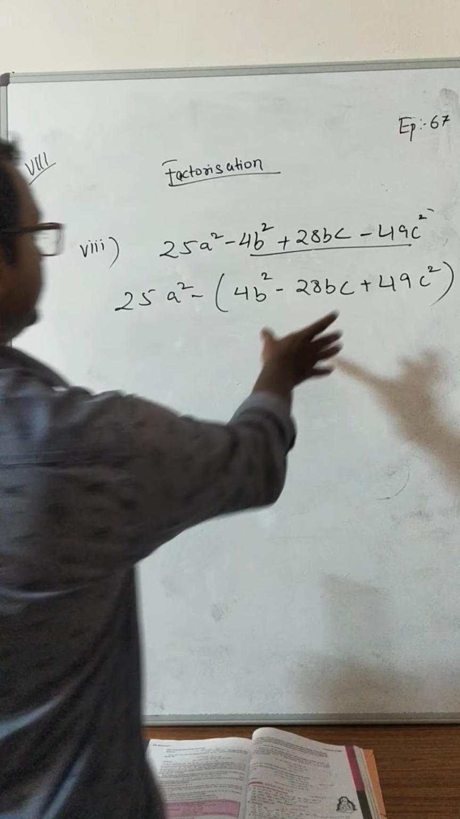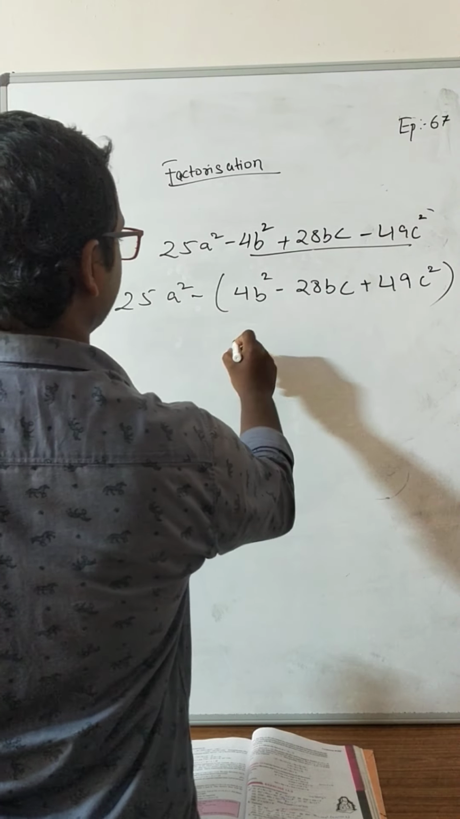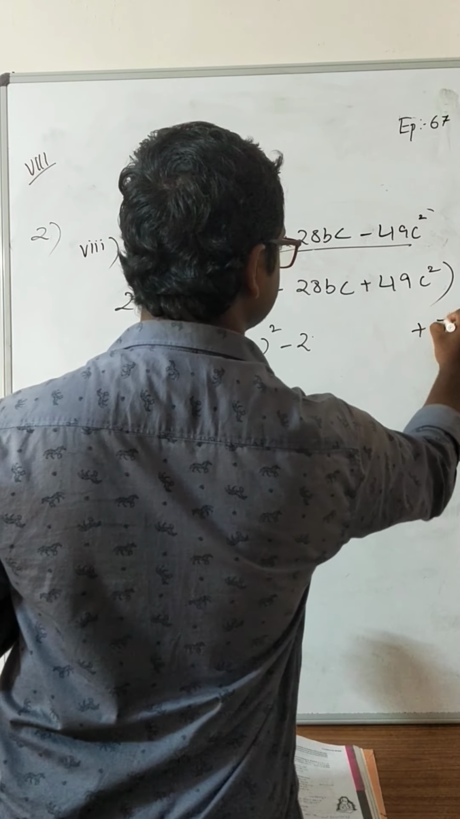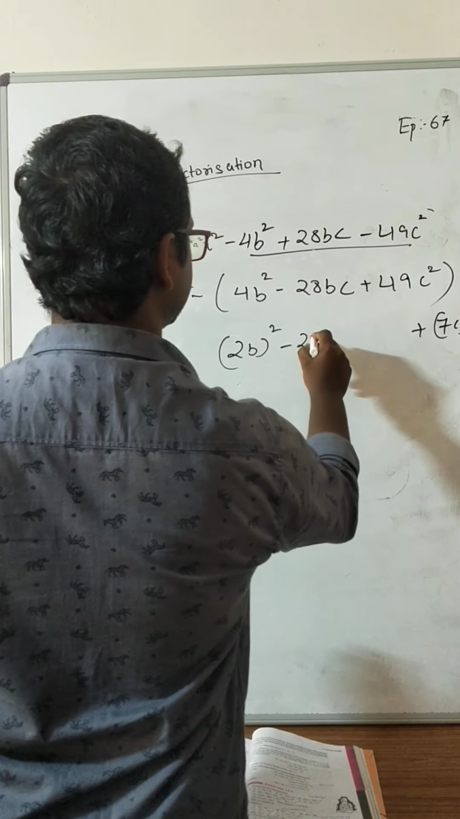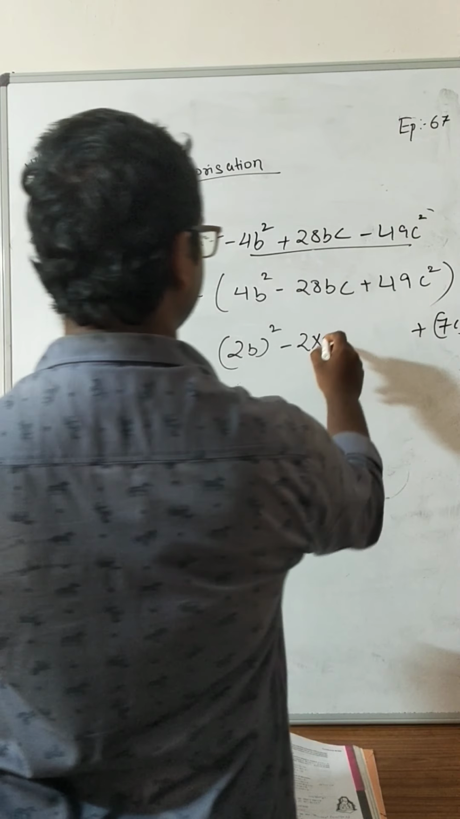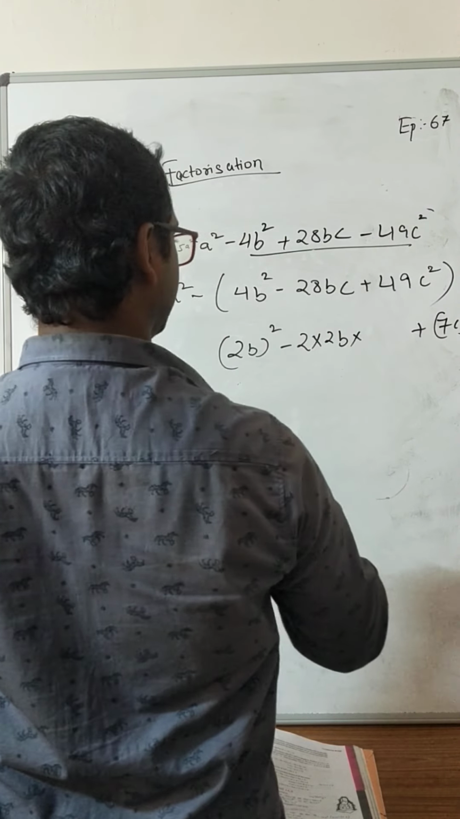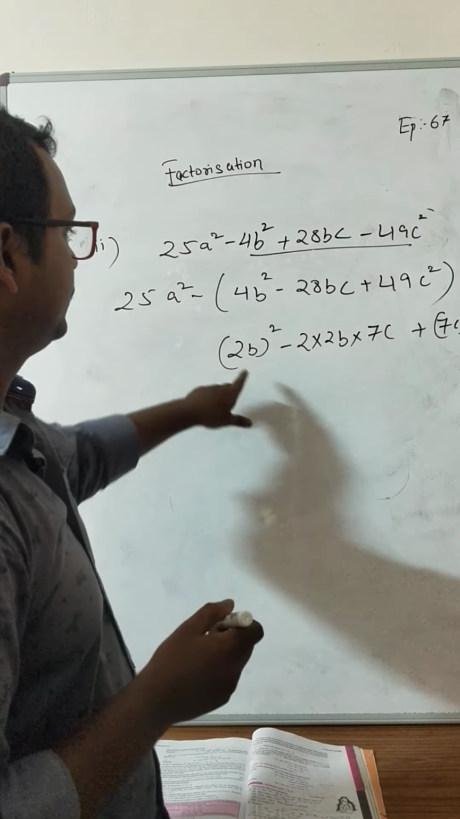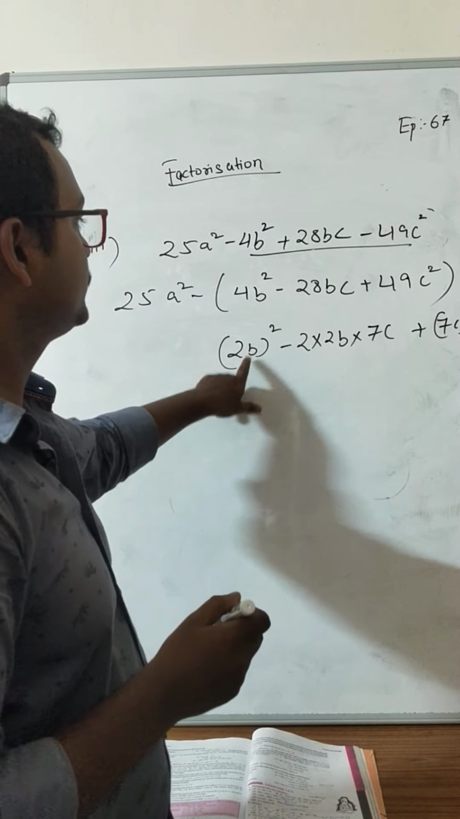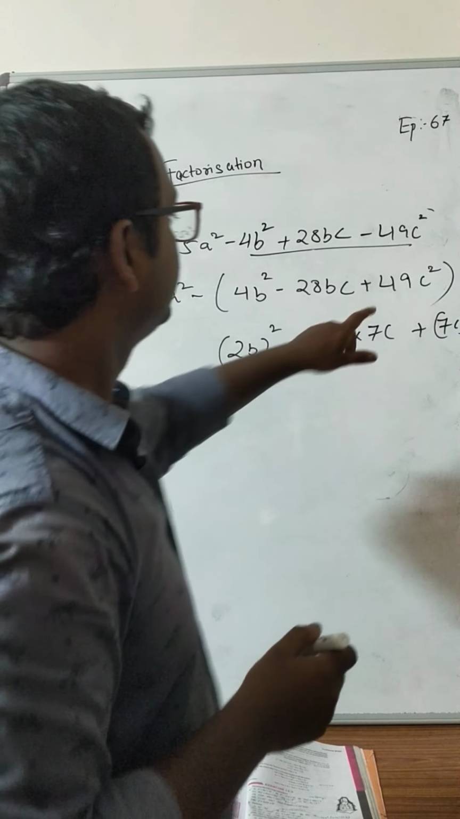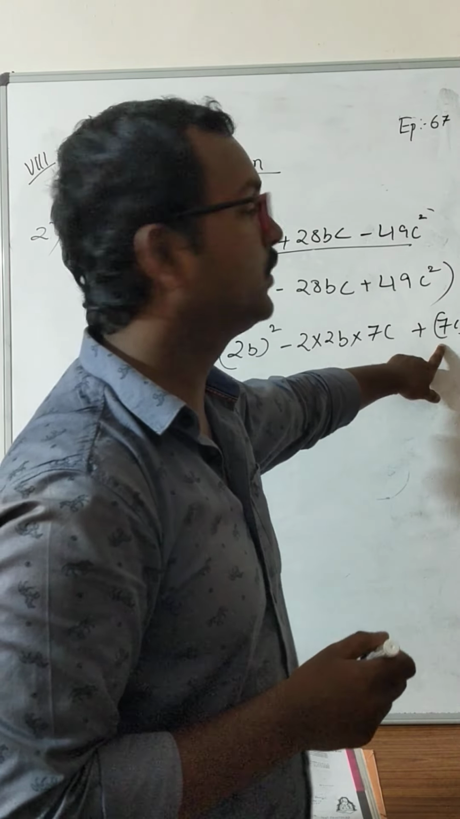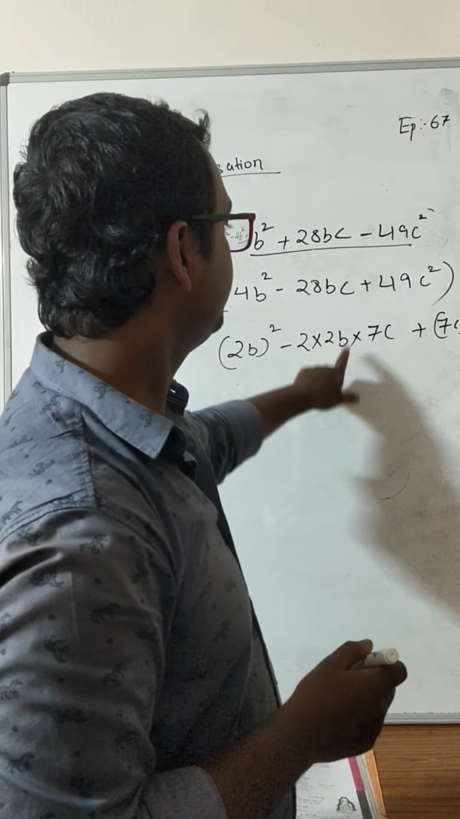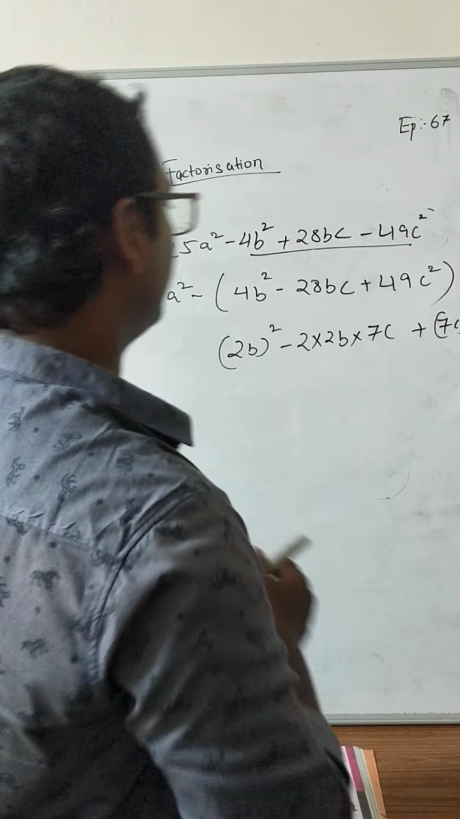Now see here, this is of the format (2b)² minus 2 plus (7c)², minus 2 into a into b, which is 7c. See now, if you multiply it, you will get (2b)² is 4b², 49c² is nothing but (7c)², and 2 into a into b, 2 into 2 is 4, 4 into 7 is 28, b into c, bc. So this is of the format identity 1.